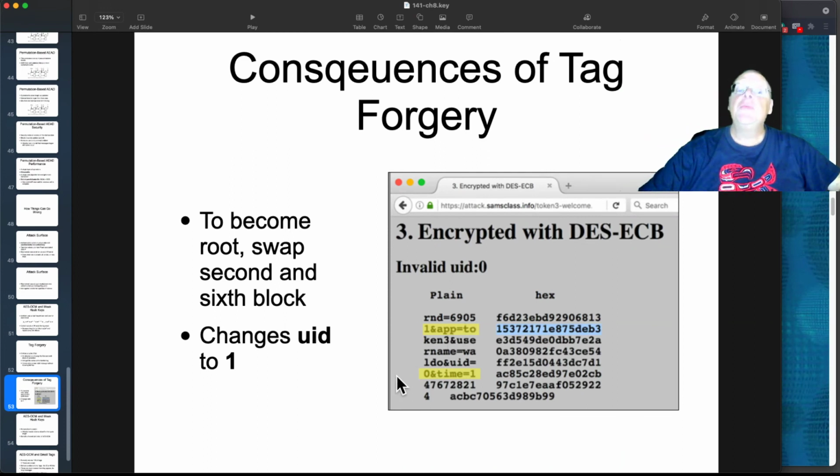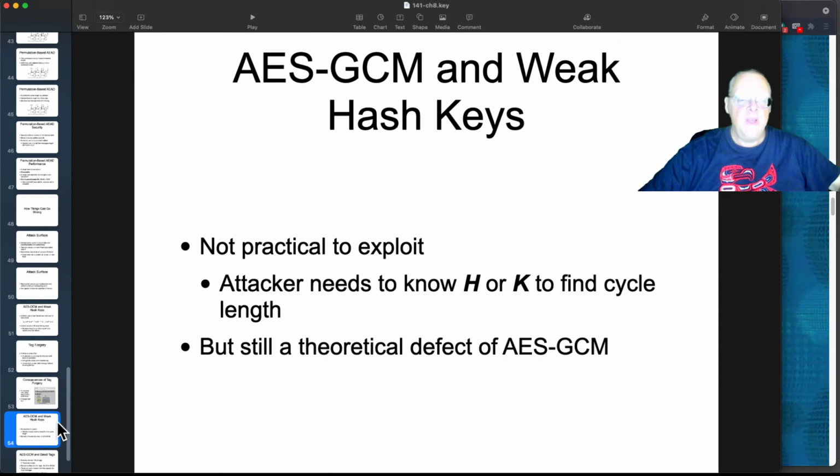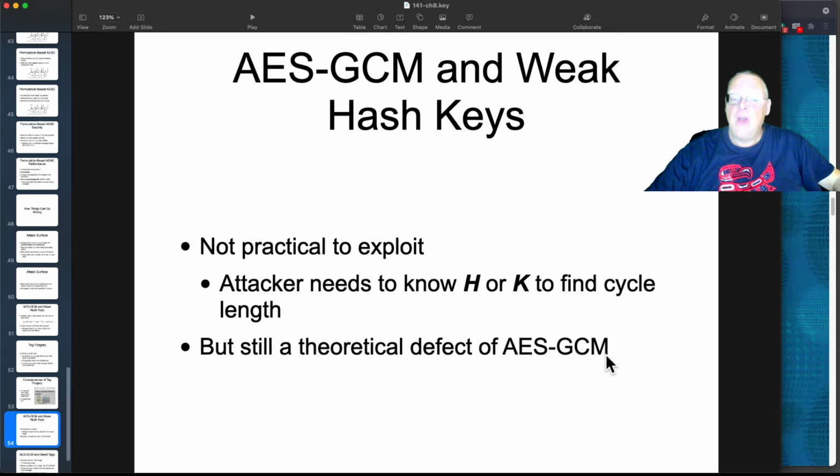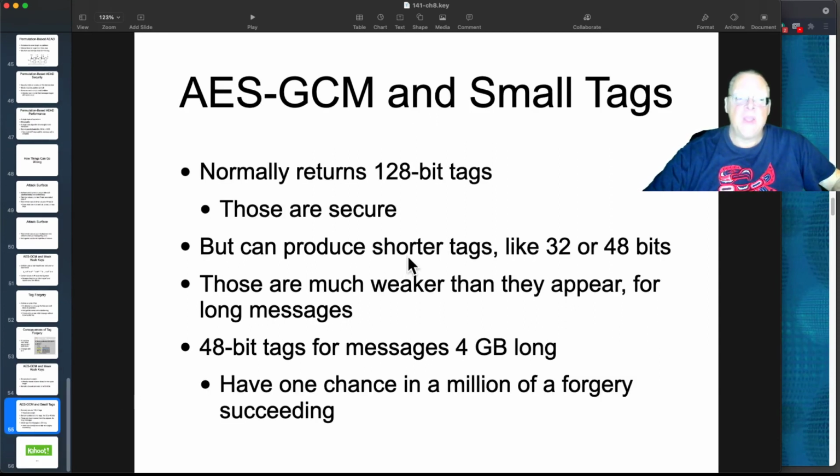So this is a weakness. It's probably not a very serious weakness in practice, but it is a fundamental weakness in the system. There are certain values of that H parameter which are dangerous because they have the property of repeating in a short cycle. In practice, it's very difficult to exploit because you can't figure out the cycle length unless you know H or K, and those are the secrets you're not supposed to know. It's a theoretical defect of it, but in practice, it's not easy to exploit.